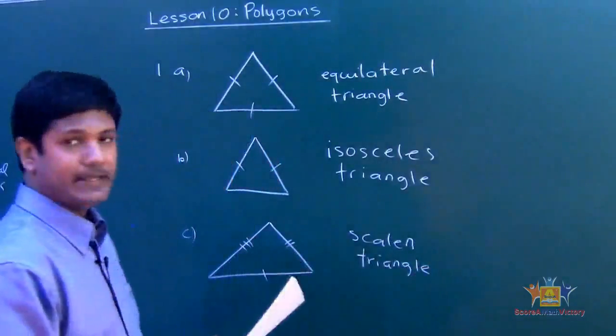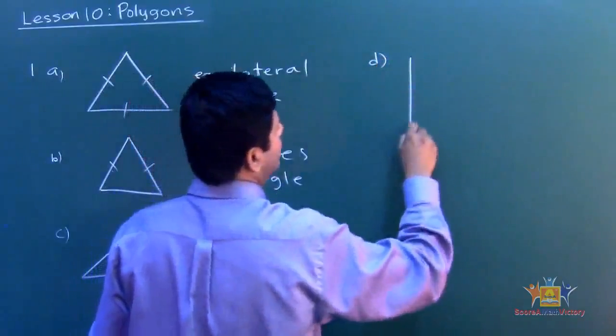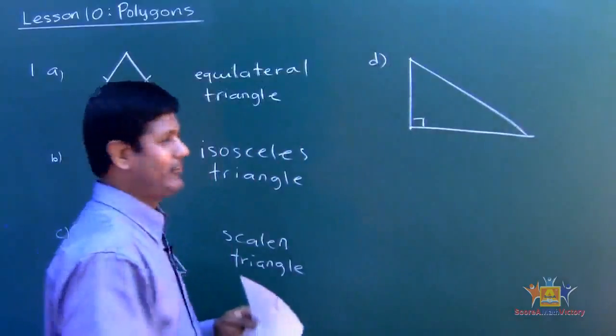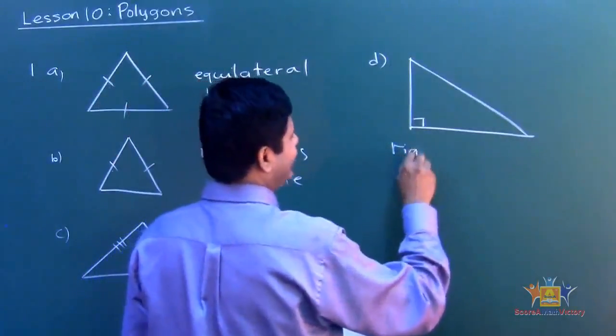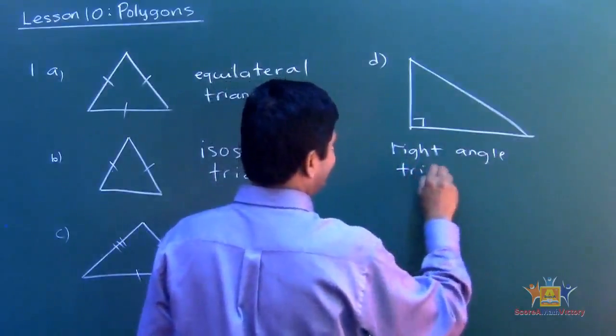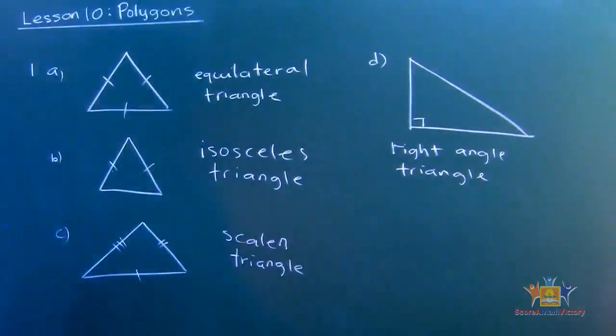And then what about D? D has a right angle to it, just like the way it says. Right angle triangle. Okay, right angle triangle. There we go. So let's recap that.